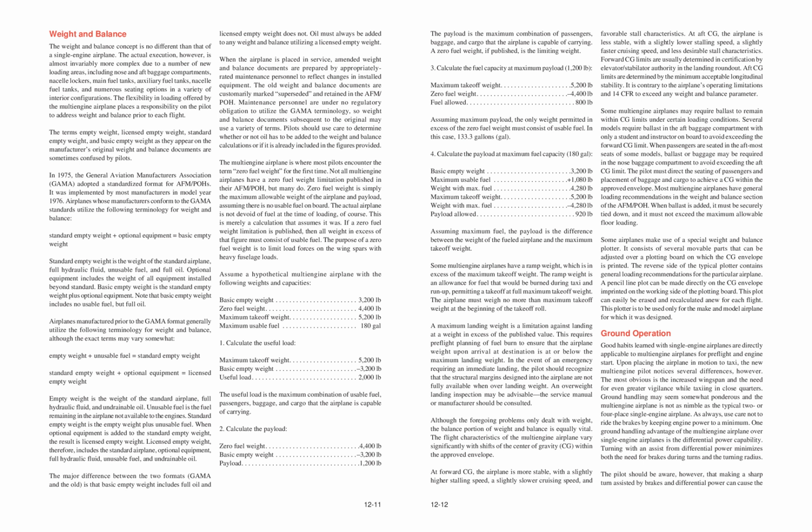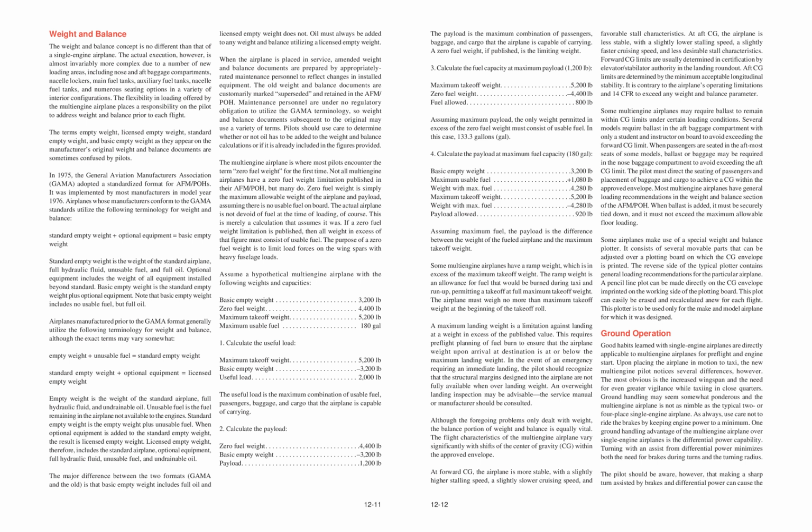Standard empty weight is the empty weight plus unusable fuel. When optional equipment is added to the standard empty weight, the result is licensed empty weight. Licensed empty weight, therefore, includes the standard airplane, optional equipment, full hydraulic fluid, unusable fuel, and undrainable oil. The major difference between the two formats, GAMA and the old, is that basic empty weight includes full oil and licensed empty weight does not. Oil must always be added to any weight and balance utilizing a licensed empty weight.